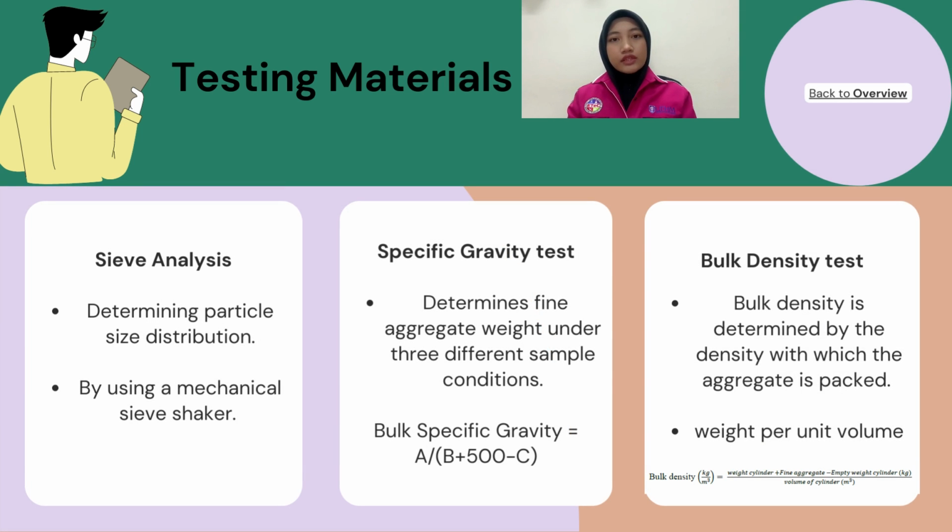The testing of materials that will be involved in this study are sieve analysis, specific gravity test, and also the bulk density test. The sieve analysis is to determine the particle size distribution by using the mechanical sieve shaker. The specific gravity test is to determine fine aggregate weight under 3 different sample conditions, which are oven dry, saturated surface dry, and submerged in water. The bulk density is determined by the density with which the aggregate is packed. The condition of the sample for bulk density shall be oven dry or saturated surface dry material.